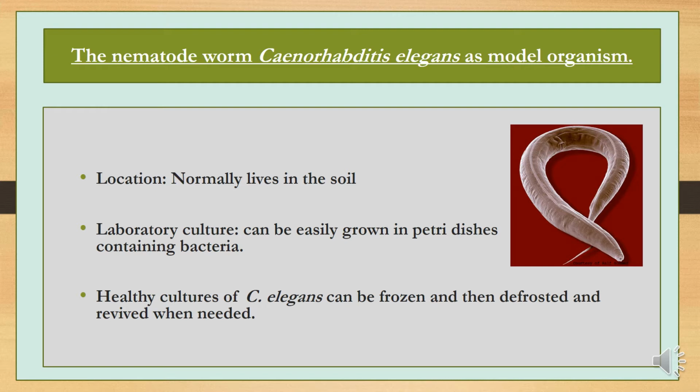So it is normally located or lives in the soil, and it is a very simple organism which can be easily grown on petri dishes containing bacteria. Also, healthy cultures of C. elegans can be frozen and then defrosted and revived when needed.